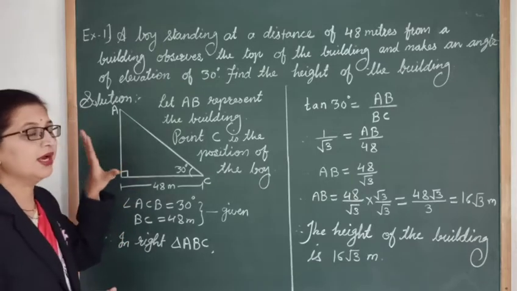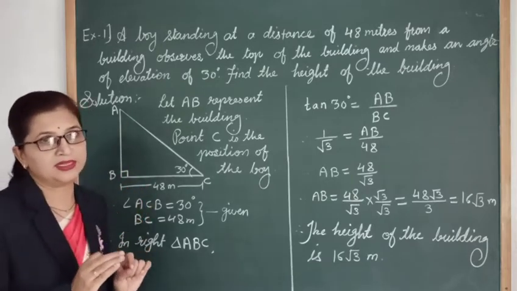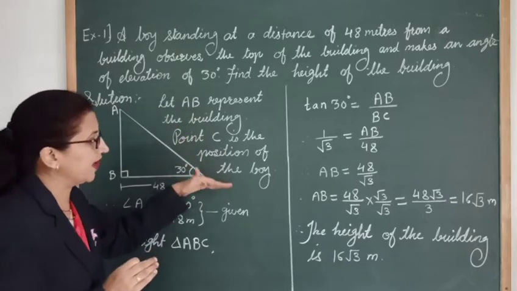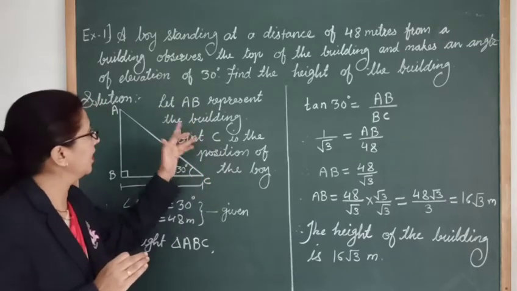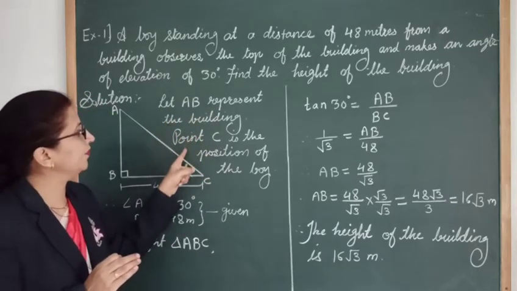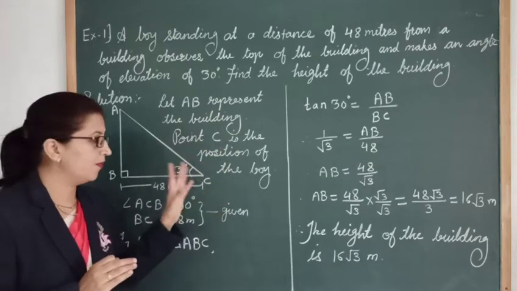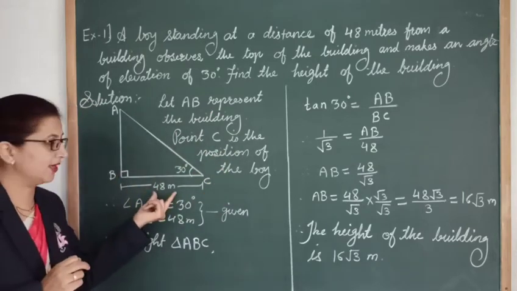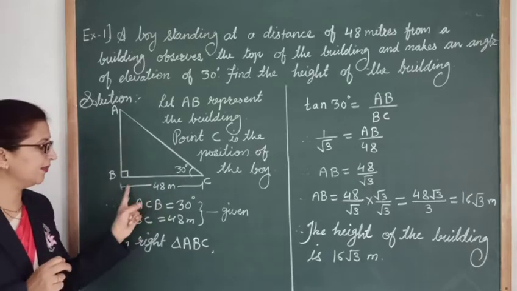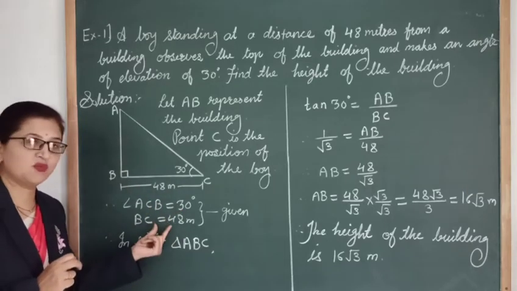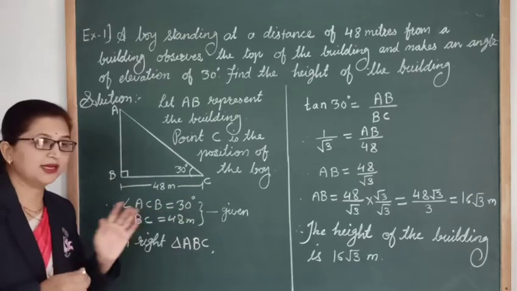After drawing the figure, we have to explain the figure in short. Let AB represent the building, and point C is the position of the boy. Then write down what is given. Here angle ACB is 30 degrees and BC is 48 meters. Both of these are given to us.